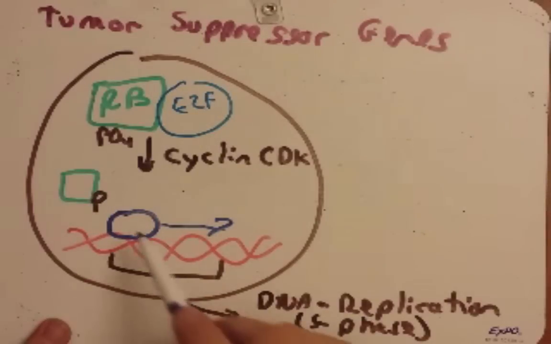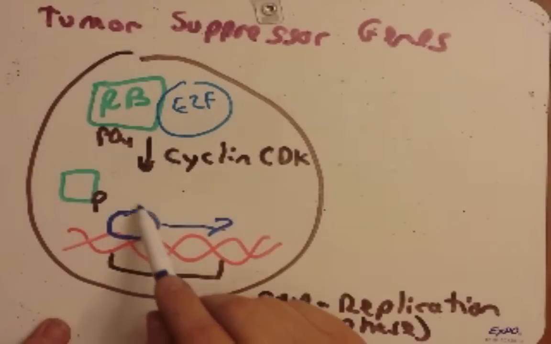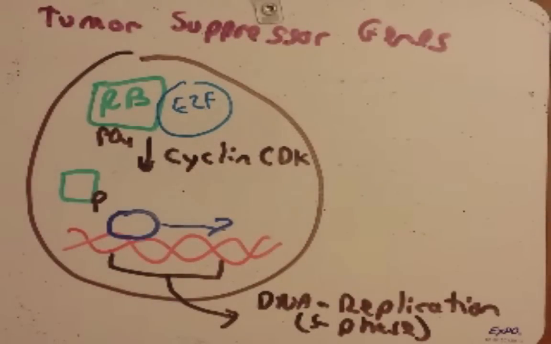Once all the DNA is copied, this phosphate group is removed by another enzyme, and E2F is once again bound by retinoblastoma. So as long as RB is hanging around here, able to do its job, it's going to help regulate whether or not the cell enters into the S phase. So it's an appropriate brake to the cell cycle. It is a tumor suppressor gene.